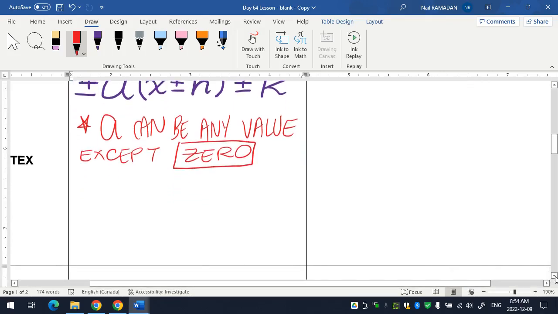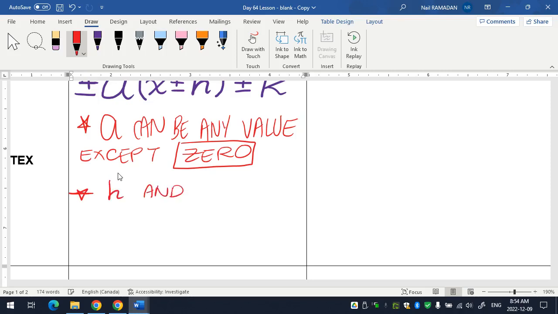What were the conditions for B and C? Including 0? Guess what? Good news. H and K are like B and C. They could be any numbers, including zero. So instead of writing it as two different conditions, we're just going to write it as one condition because they are the same. So we're going to say H and K. There's no need to put them in quotation marks, but I'm just going to. You don't have to. H and K can be any values, including 0.